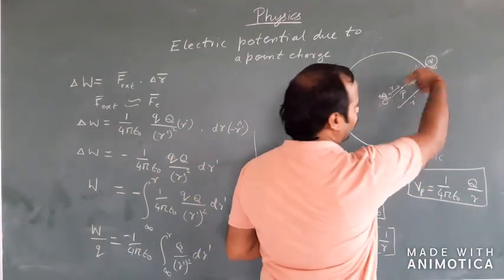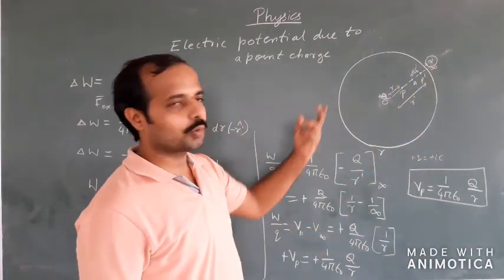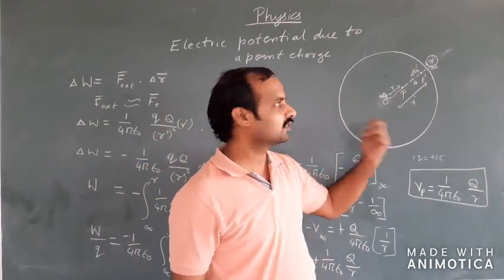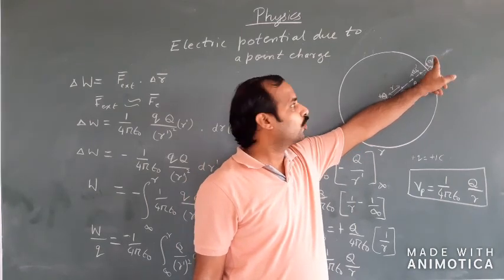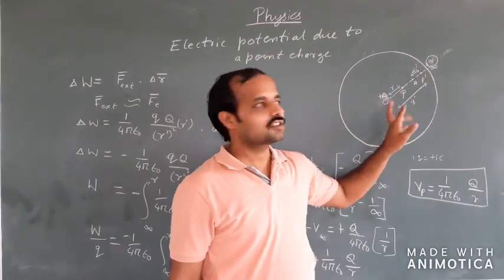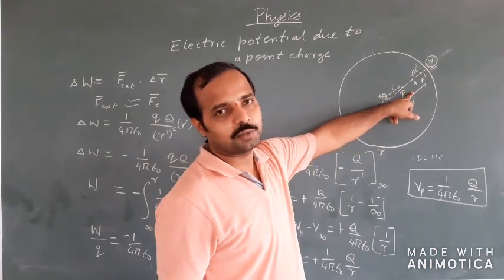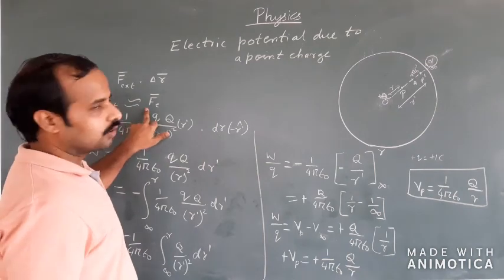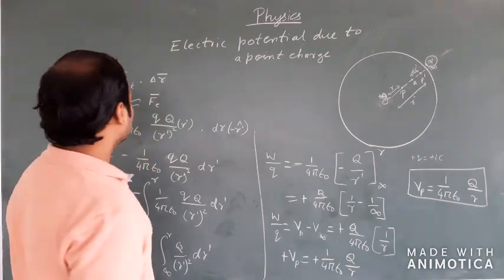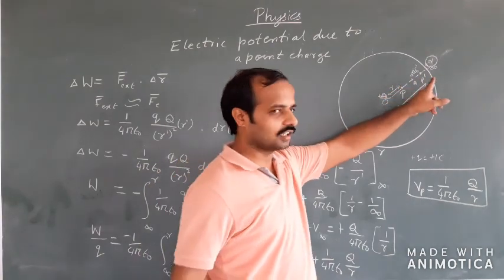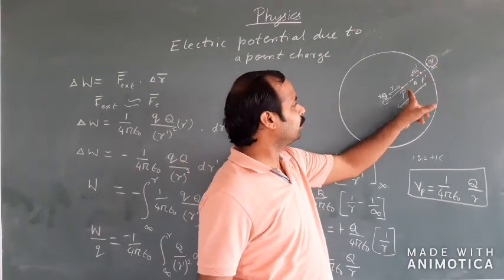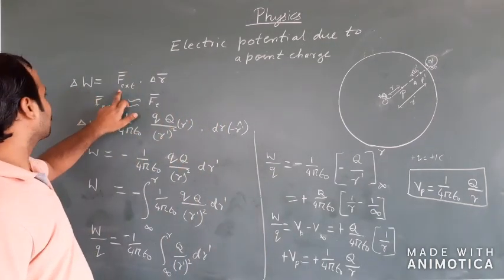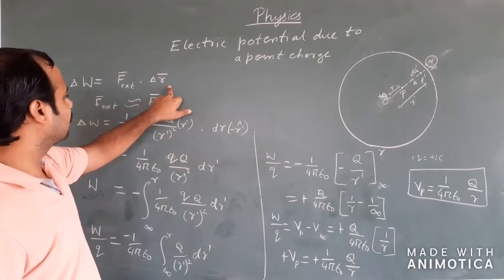So, now why is it that we require the electrostatic force of repulsion being equal to the external force? It means I have to make sure that there is no acceleration of this charge when it is moving from infinity to point P, and that is the reason why I am going to take F external equal to F electrostatic. So, in this case, the amount of work done in moving this charge from infinity to P is given by delta W equals F external dot delta R bar.